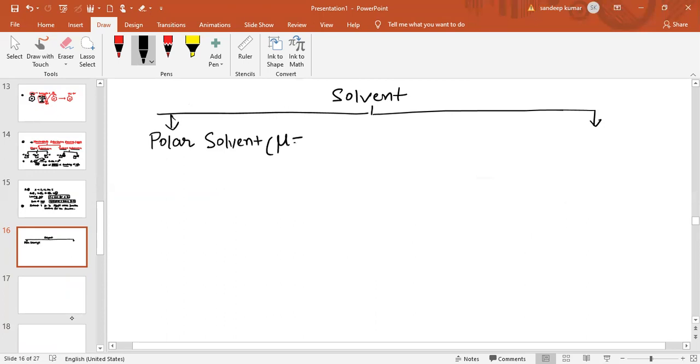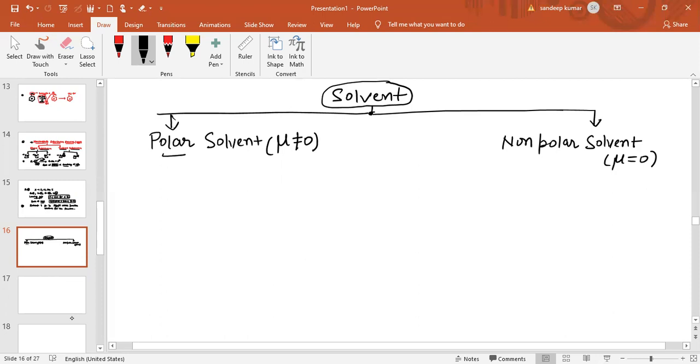In case of polar solvent, dipole moment is not zero, while in case of non-polar solvent, dipole moment is zero. So there are two types of solvent. Why do we require solvent? Because solvent is required to provide a medium for the reaction. So in any reaction, there is always a role of solvent. For example, dry ether, carbon disulfide, and water all act as a medium.